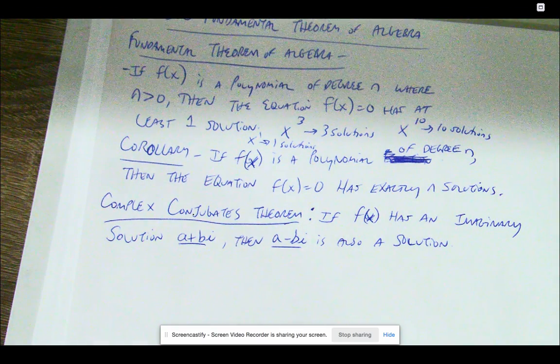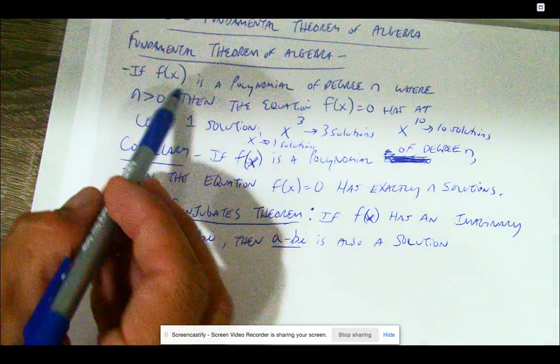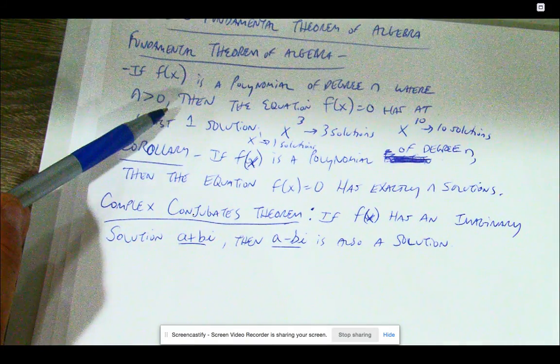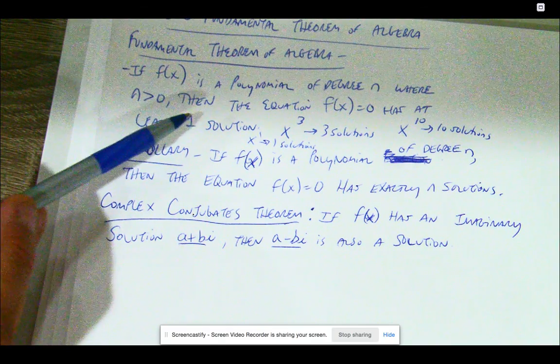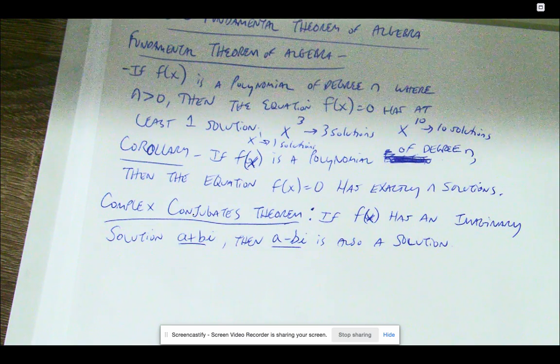Okay, now if you guys need to pause this to write some of these things down, the basic idea talks about these two things. The corollary is probably the most important part. This one just says if it has an answer where n is greater than 0, you're going to get at least one solution. Well, okay, great.